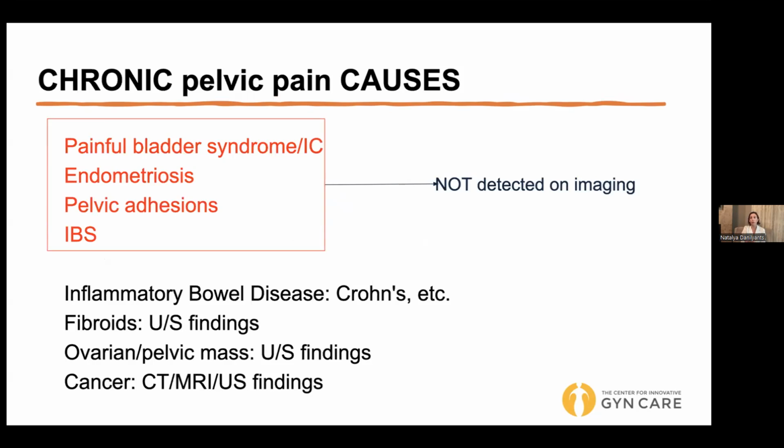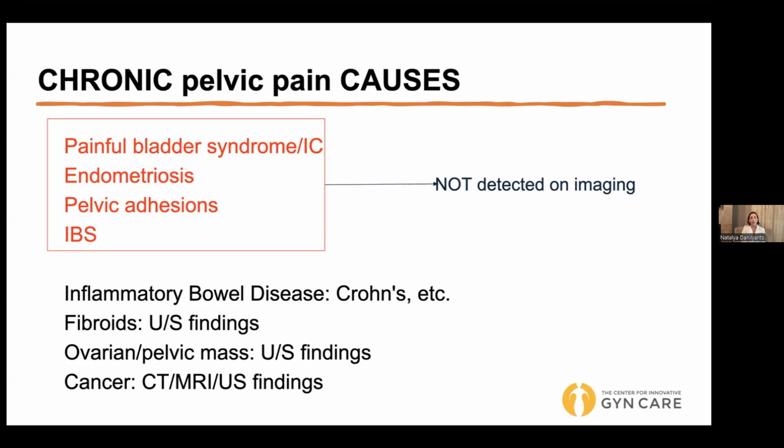So urine culture will be normal, bladder ultrasound or pelvic ultrasound will be normal. So you may have those symptoms, but the tests don't really tell us what it is. Endometriosis, same thing. It will cause pelvic pain, but not necessarily show up on any imaging. Pelvic adhesions or scar tissue also will cause pain and not show up on imaging. And then IBS, irritable bowel syndrome, again, doesn't show up on imaging. So it's mostly diagnosis based on symptoms.